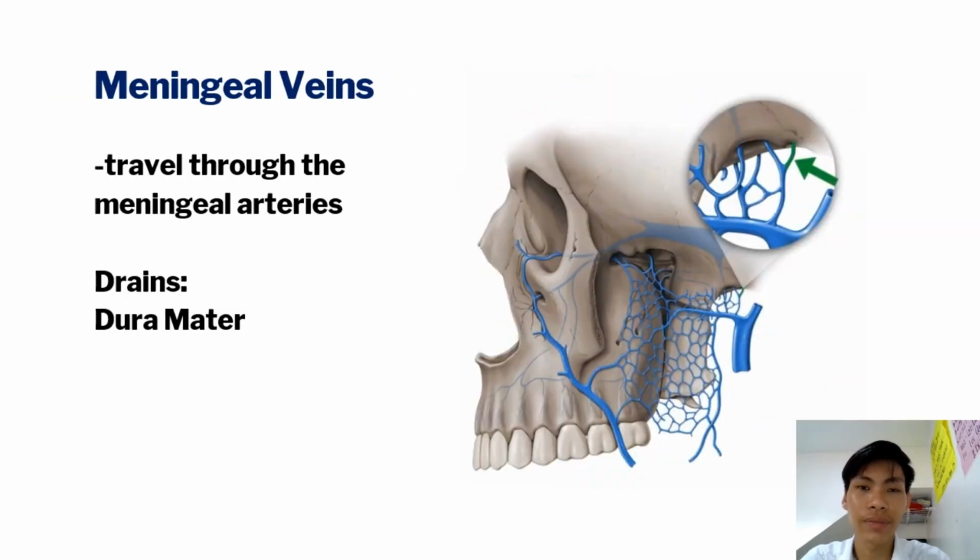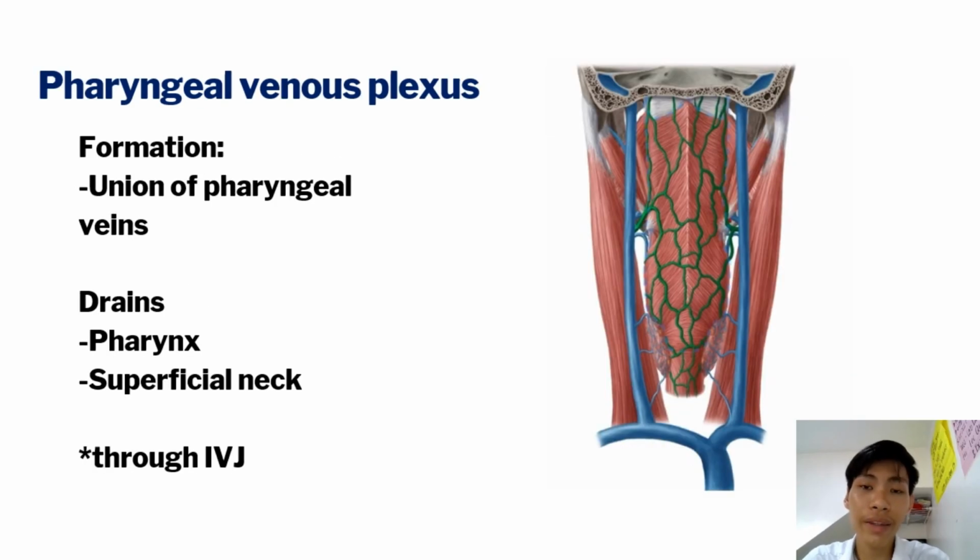In this image, we can identify one of the many meningeal veins. The middle meningeal veins travel with the meningeal arteries and drain the dura mater, which is one of the meninges surrounding the brain. The meninges are protective membranous layers that envelop the brain and the spinal cord.